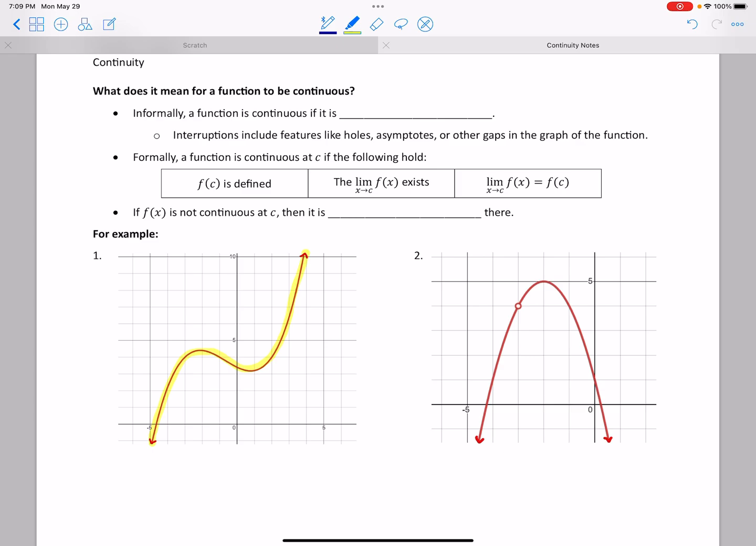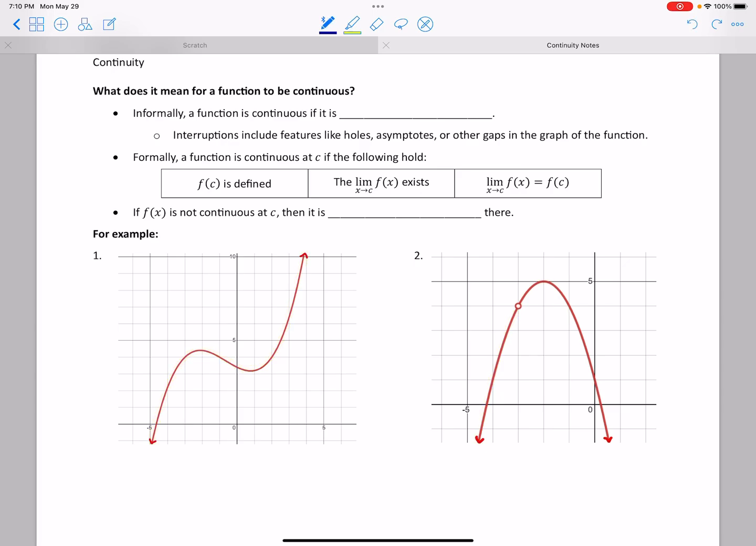Interruptions in your graph would be something like a hole or an asymptote or any kind of other gap that I would have to jump over in order to continue tracing my function. So for example, in graph number 2 here, I can trace up until I get to this hole in the graph. That hole means the function isn't defined there. So in order to keep tracing my graph where it's defined, I would have to jump over the hole, and then I could keep tracing there. So this graph is not continuous. There is a discontinuity in that hole in that graph. Okay, so that's informally the concept.